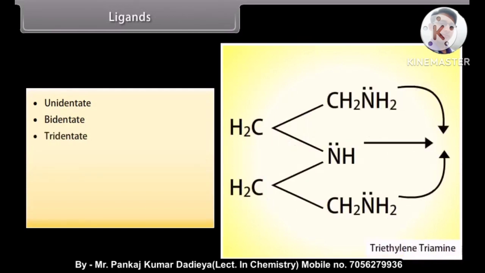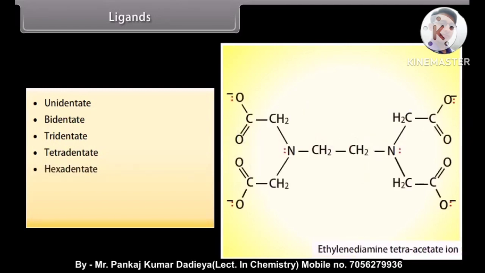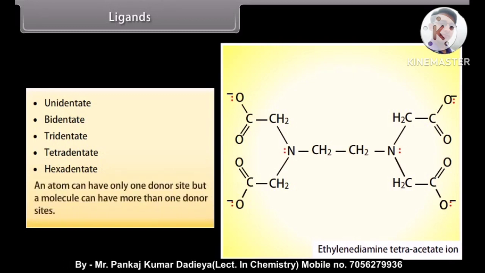Tridentate with three donor sites, for example, triethylene triamine. Tetradentate with four donor sites, for example, triethylene tetraamine. Hexadentate with six donor sites, for example, ethylenediamine tetraacetate ion. An atom can have only one donor site, but a molecule can have more than one donor site.